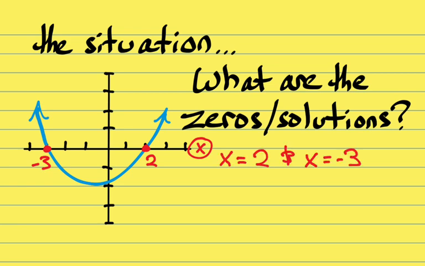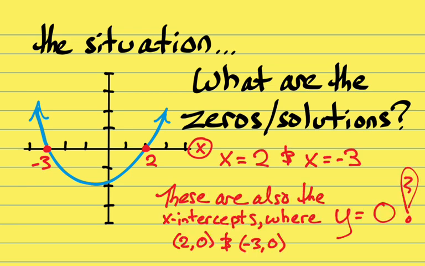So in this case, x equals 2 and negative 3. Keep in mind, these x values are also the x-intercepts, since their y values are 0.